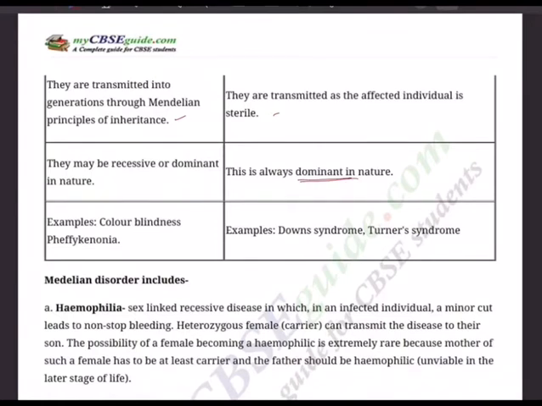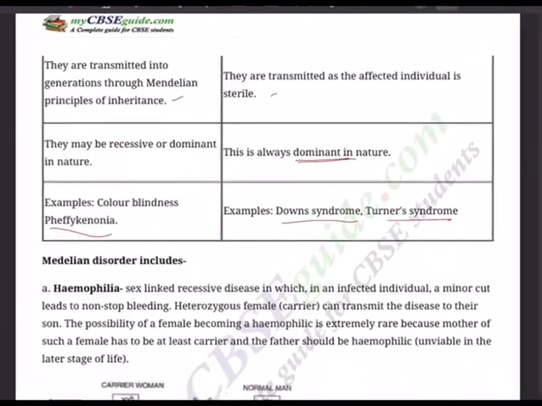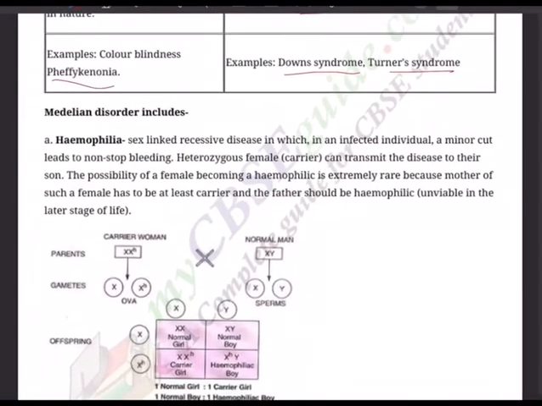Examples of Mendelian disorders are color blindness and phenylketonuria. Okay, this is phenylketonuria, P-H-E-N-Y-L. Just a spelling mistake, so take care. And among chromosomal disorders, the examples are Down's syndrome and Turner syndrome. What are these? Let us see. The first one is hemophilia. We go with the Mendelian disorders.